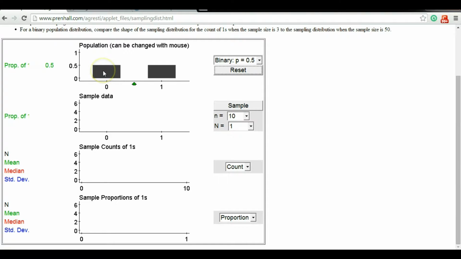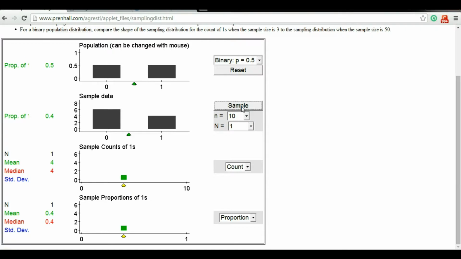So the 1 represents the Powerade people, and the 0 represents the people who don't like Powerade. They like Gatorade better. So they either like Powerade or they don't like Powerade. Okay, so we're going to take a sample. This n equals 10. We're going to take a sample of 10 people, and we're going to take 1 sample.